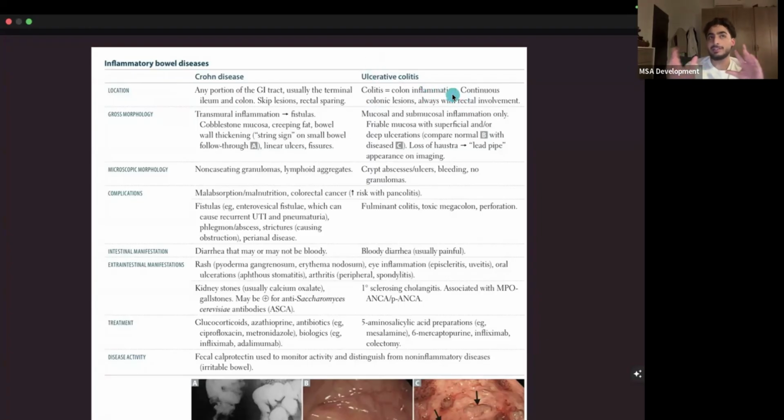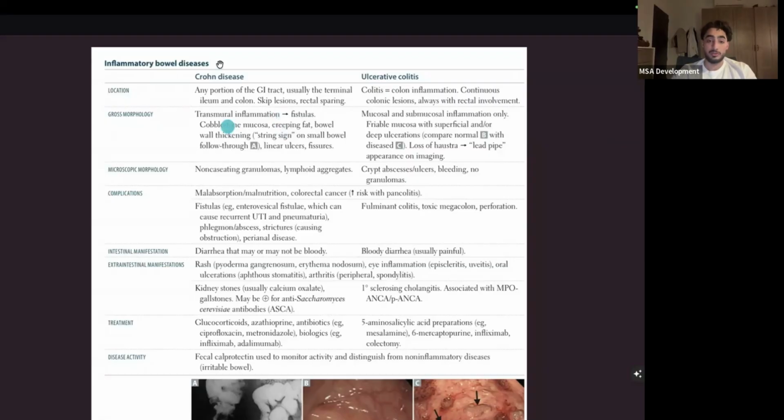Okay, so because of that, immediately you can start to point out a couple differences. Let's say you get a patient with new onset Crohn disease. The first thing they're going to most commonly complain of is right lower quadrant pain because of the involvement of the ileum. Whereas in ulcerative colitis, since it always involves the rectum, it's going to be left lower quadrant pain. So that's your first difference there.